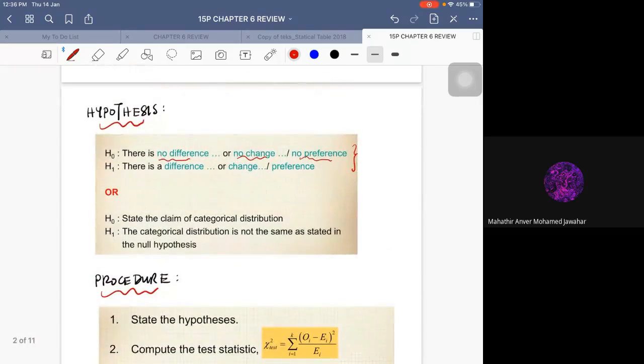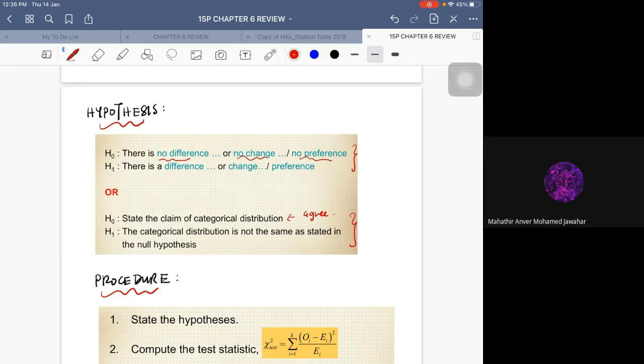Or if you don't have this as the keyword in the question, it could also be something like this for the goodness of fit test. So we're going to state the claim of the categorical distribution, where we say that our data actually follows whatever probability, percentage, or ratio is given. So that is going to be the null. We're going to agree with whatever has been given in the question.